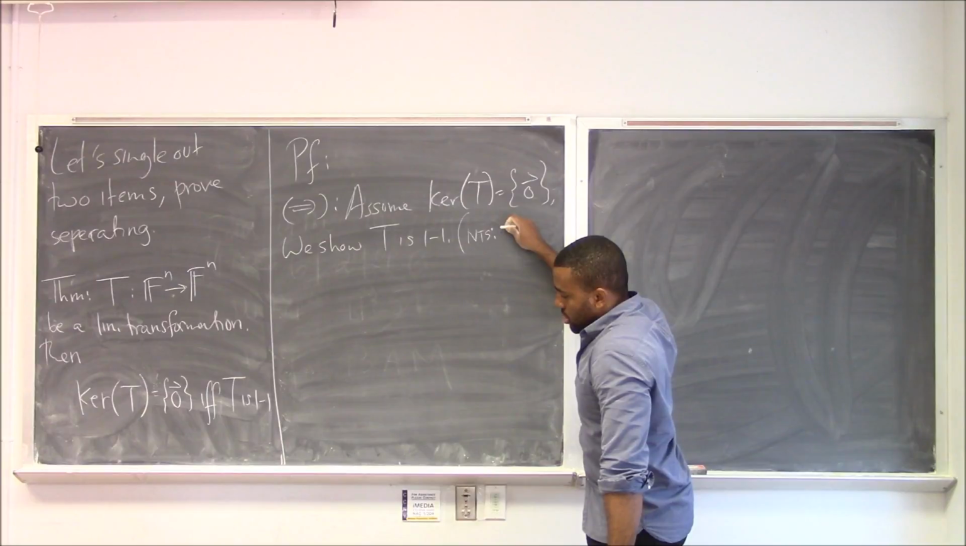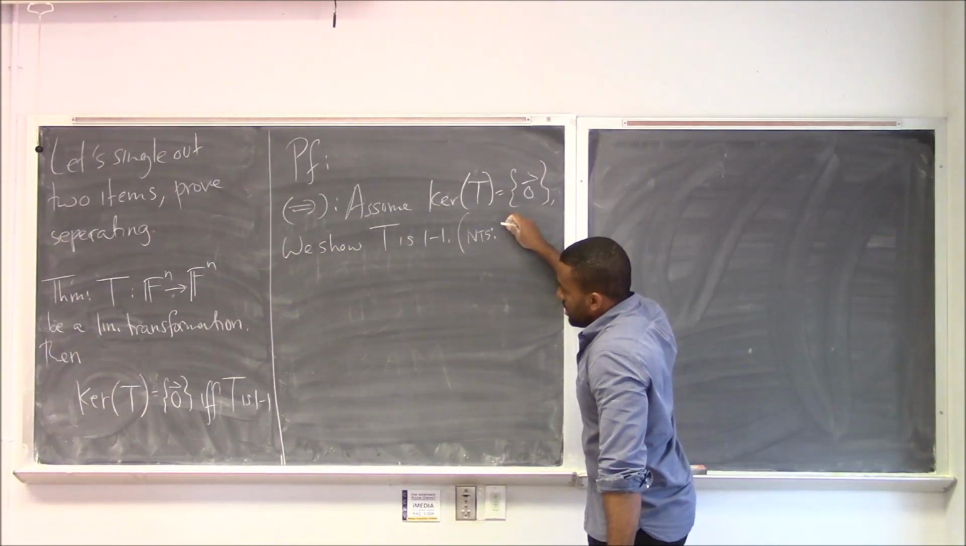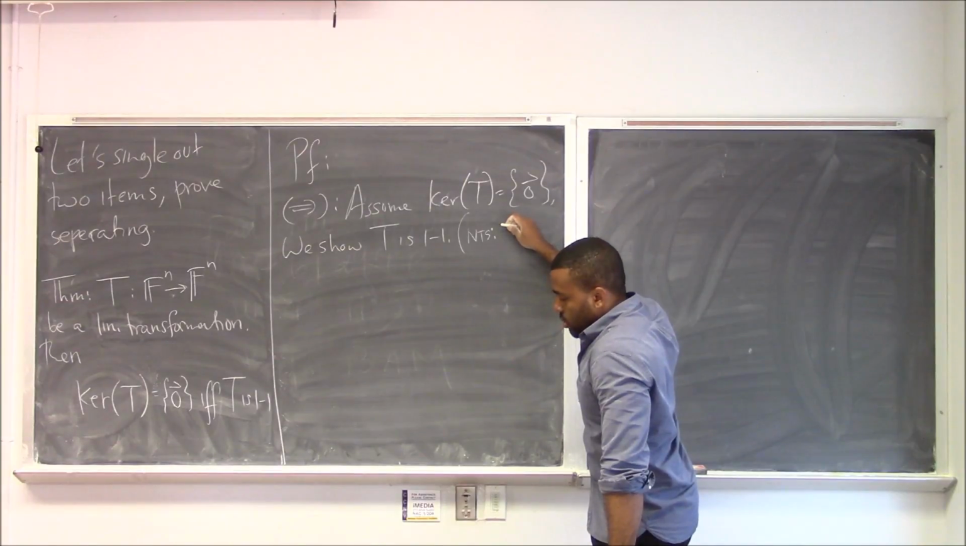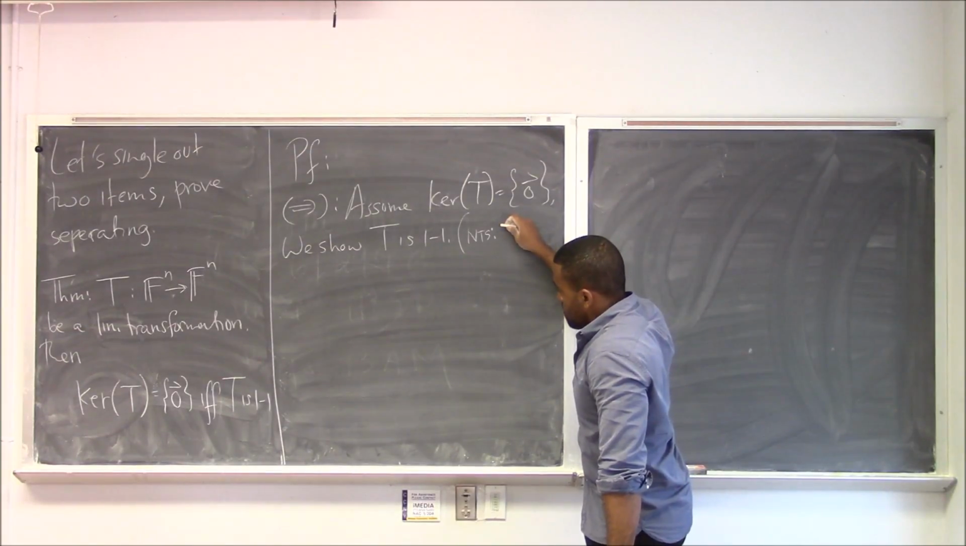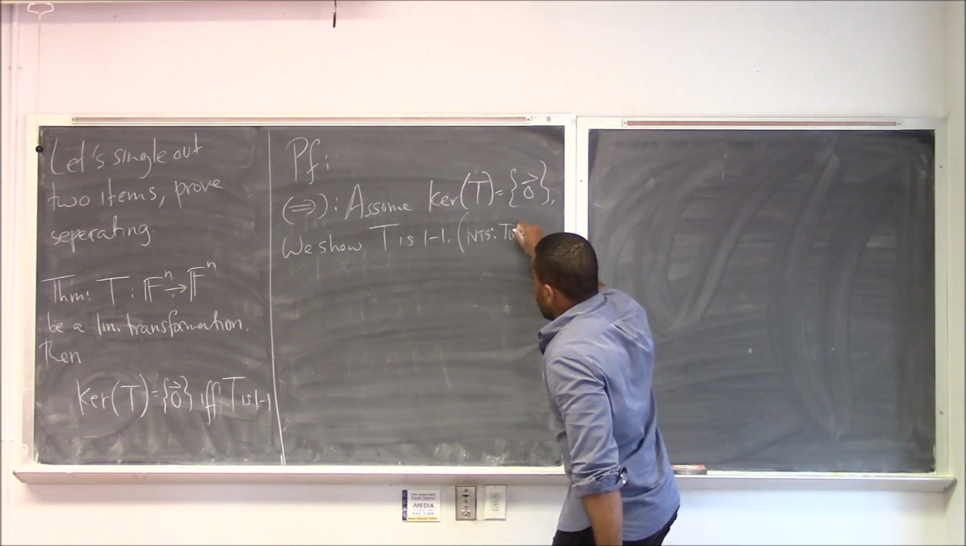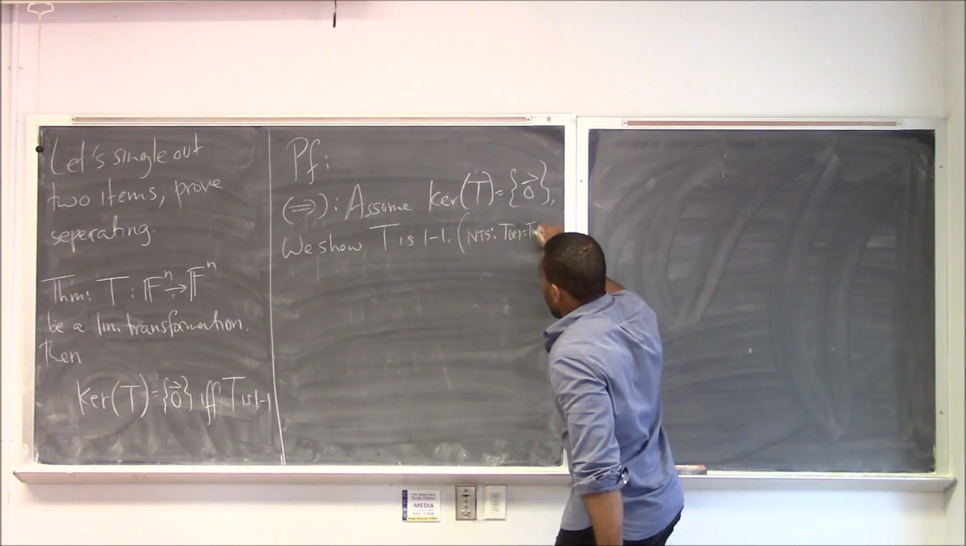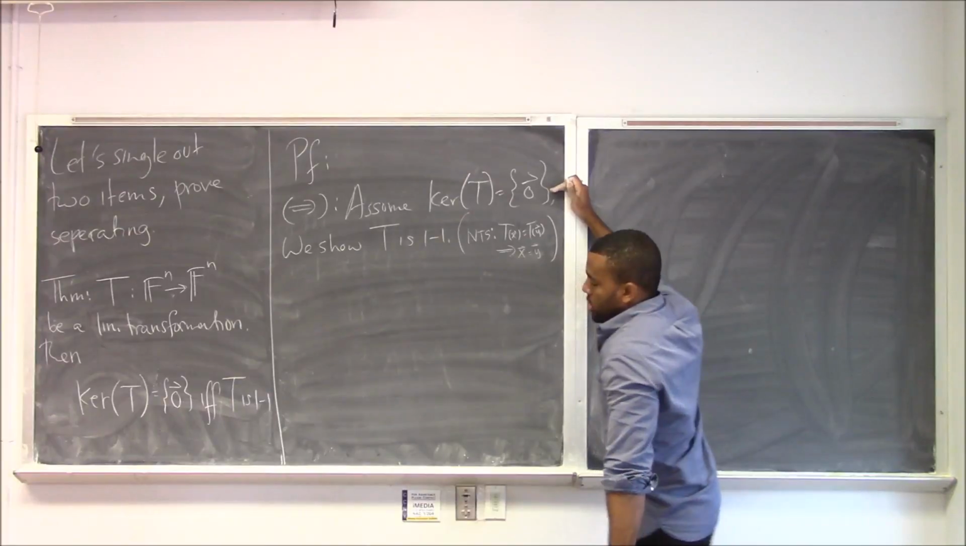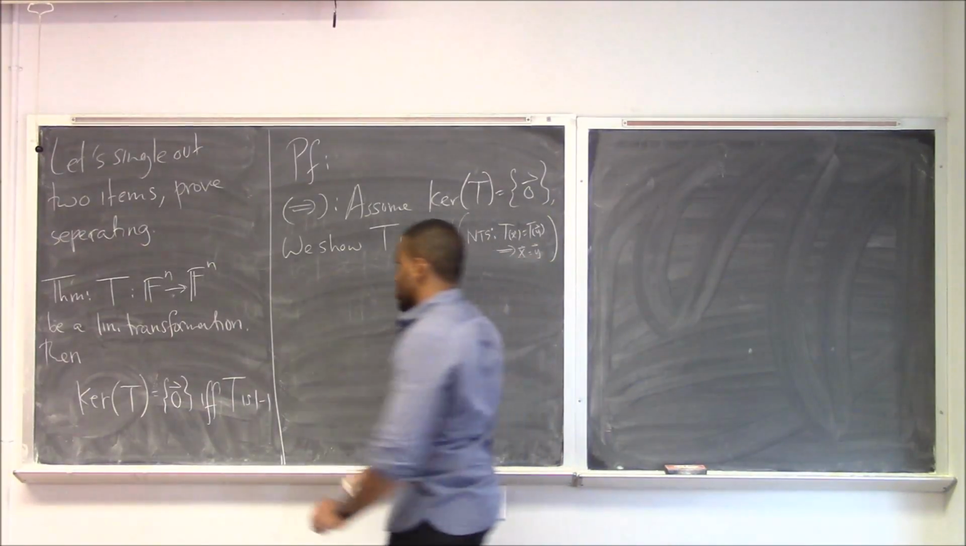Being onto is sort of a mixture of a universal and existential quantified statement. But 1-to-1 is not. 1-to-1 is an implication. You have to show that if T of x equals T of y, then x equals y. That's what you need to show. Okay. So assuming the kernel is trivial, why does this have to be true?